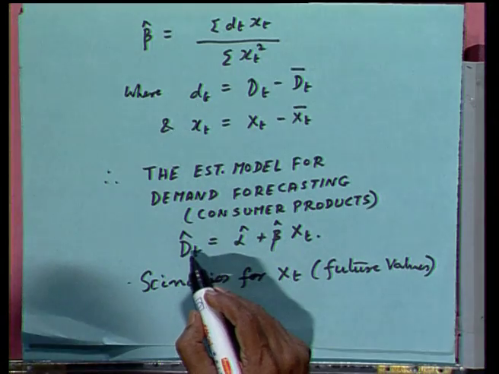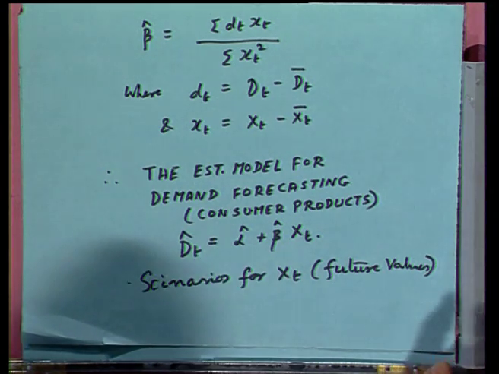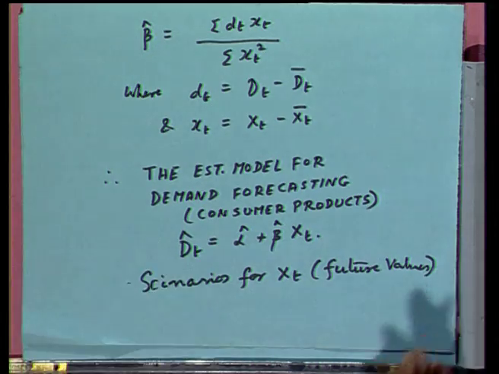So, some of these scenarios can be used for various values for xt, and depending on the various scenarios of xt, we can generate the demand dt hat, that is the demand forecast for the consumer product for the next 10 years to come. Mind you, this procedure of obtaining the demand forecast using the linear model for consumer products is valid only for the existing products, where the past data for 10 years is available on dt and xt, the demand for the product as well as the most influencing factor, which is xt.